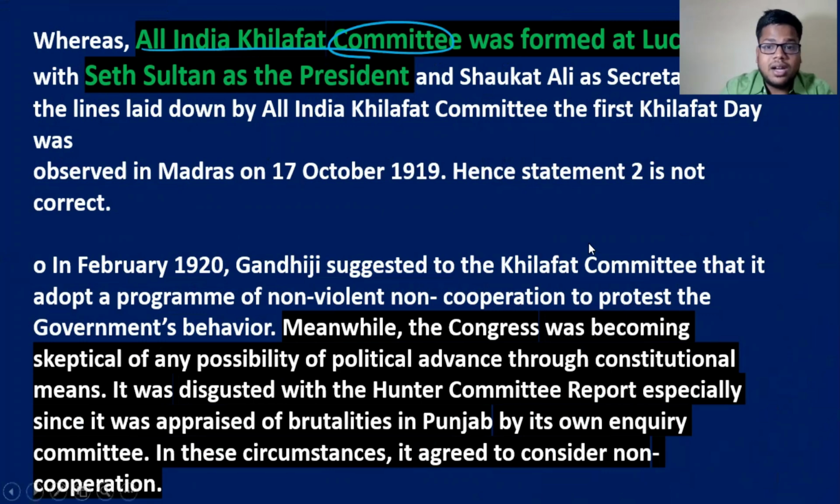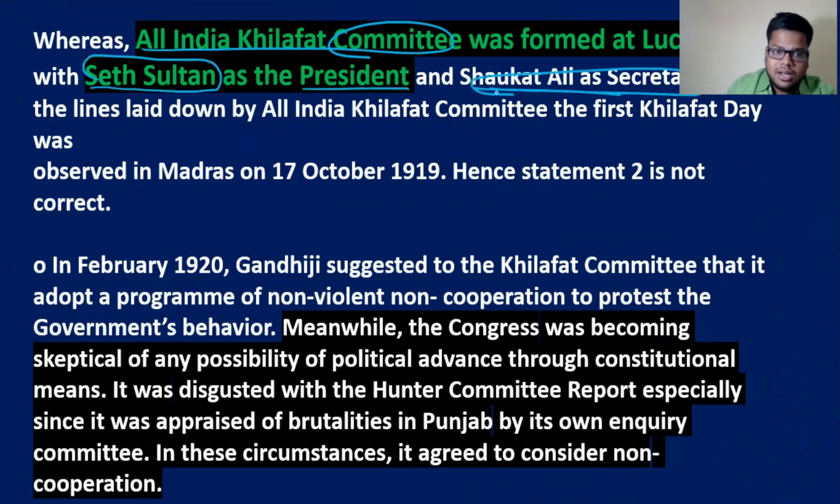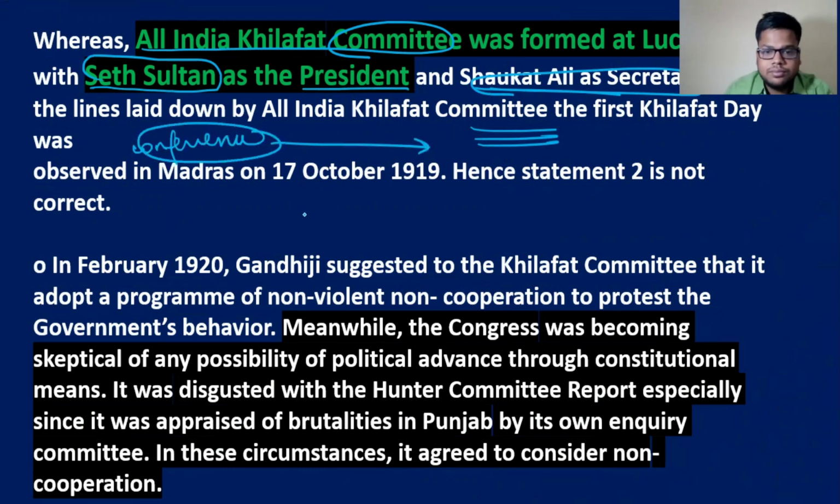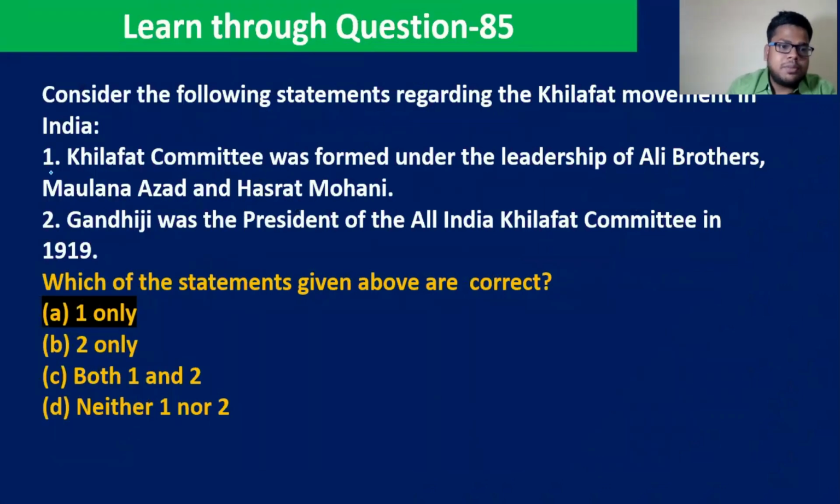So that is the one thing that we have to remember. And Shaukat Ali as well. So who was the president? Seth Chotani was the president, and Shaukat Ali was the secretary, right? Then this committee was formed. So Gandhi ji was the president of what? He was the president of the conference. Then comes the committee. So this was the answer. So the first statement is fine, the second statement is wrong. Gandhi was not the president, right?